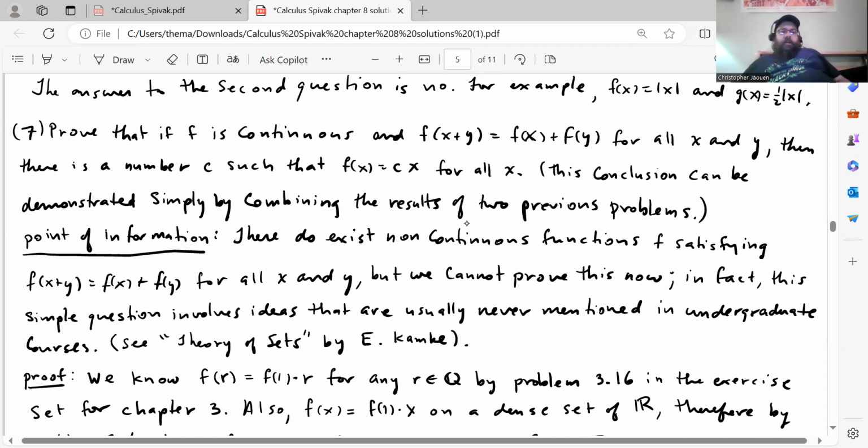He also has here in the problem what he calls a point of information. He says there do exist non-continuous functions f satisfying f of x plus y equals f of x plus f of y for all x and y, but we cannot prove this now. In fact, this simple question involves ideas that are usually never mentioned in undergraduate courses, and he refers the reader to the book Theory of Sets by E. Kamke.